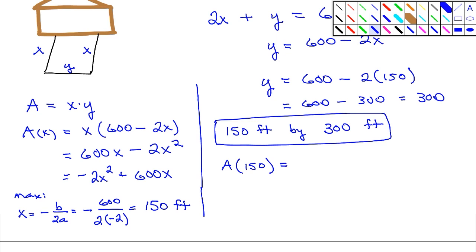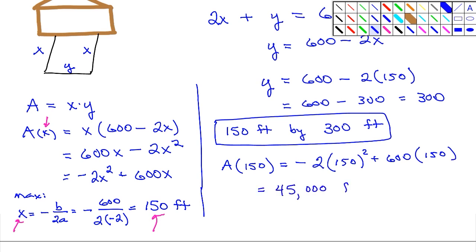Now you may say, well, why did I choose 150 and not the 300 to plug into the A? Well, remember what A is. A is a function of x, and the x is 150. The y is 300, but my function A is not a function of y. It's a function of x. So this is negative 2 times 150 squared plus 600 times 150, and that is equal to 45,000 square feet. And there you go.